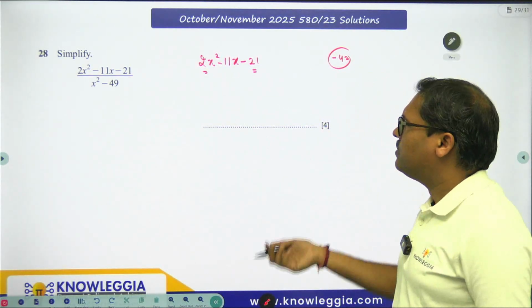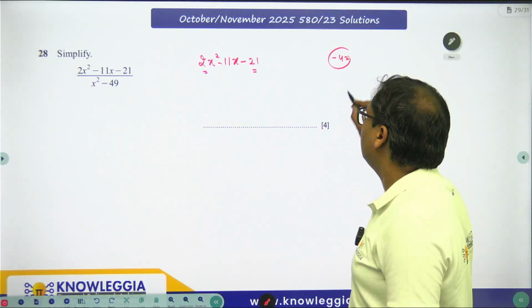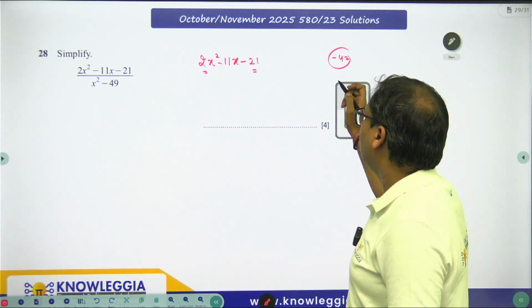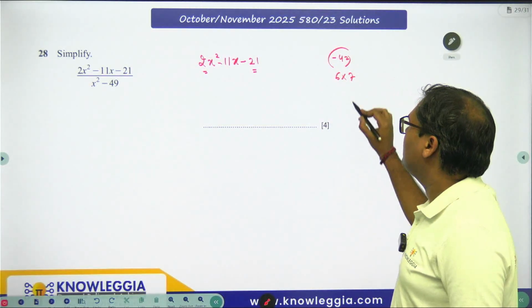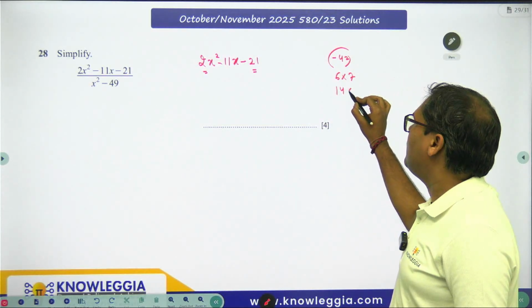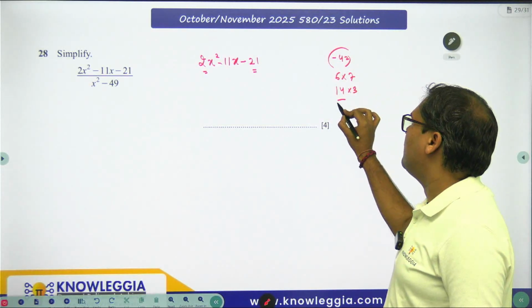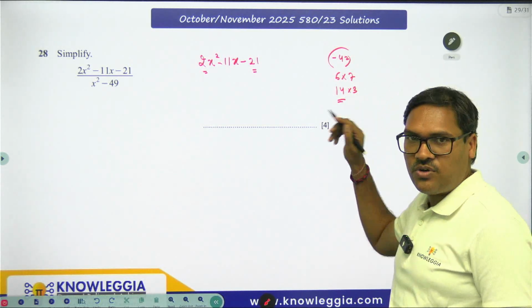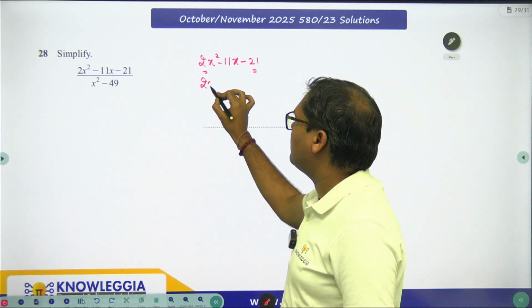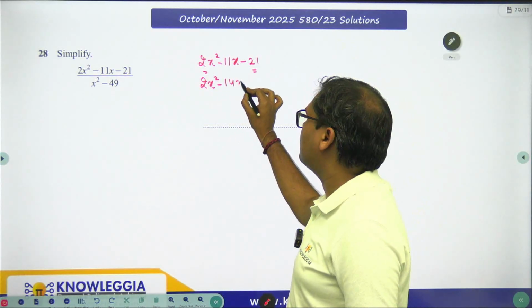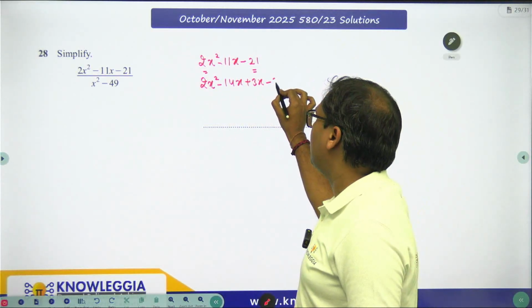Now 42, you can see 6 into 7. So that is again not possible. This is 14 into 3. You can see 14 into 3 is 42. So I can say, what is this? This is 2x square minus 14x plus 3x minus 21.